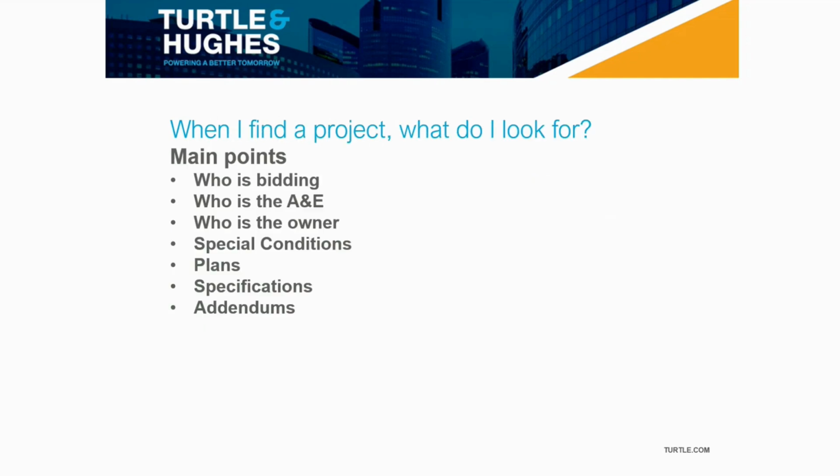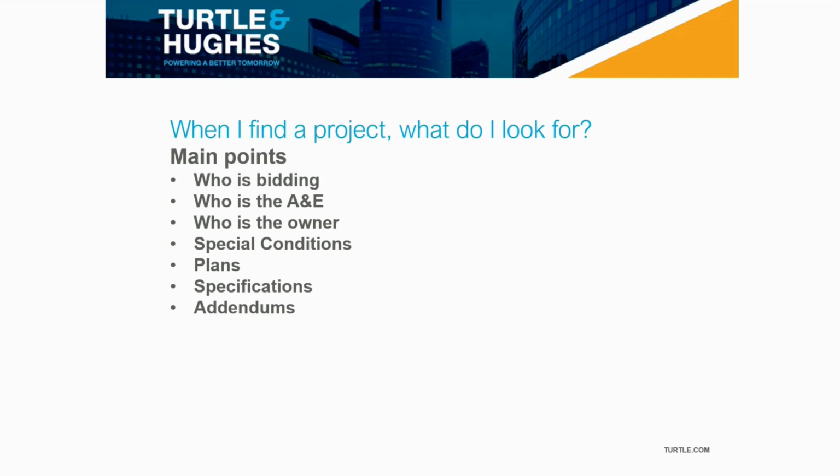Okay, so maybe you've used one of those services, or you've gotten a set of plans and you're like, I found a project. What should I be looking for? And to me, some of the main points that you want to be looking for in these projects are, first of all, who's bidding? If you're a systems integrator, you need to know which contractors maybe are bidding the project, who's going to be asking for pricing, who's going to be asking you, hey, can you give me a submittal on what you would supply for this?